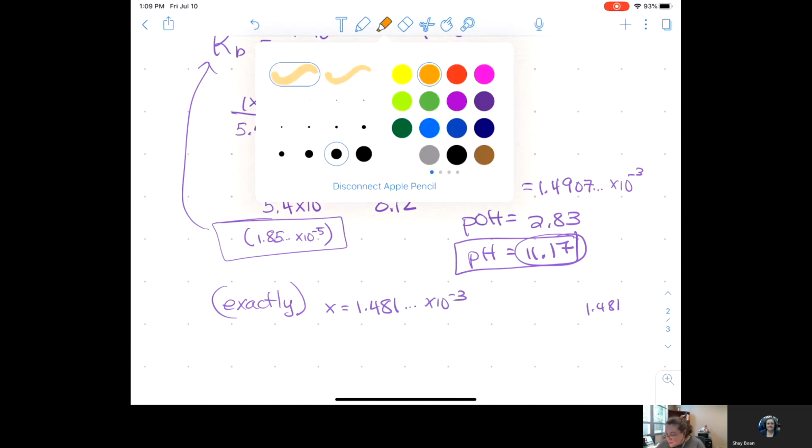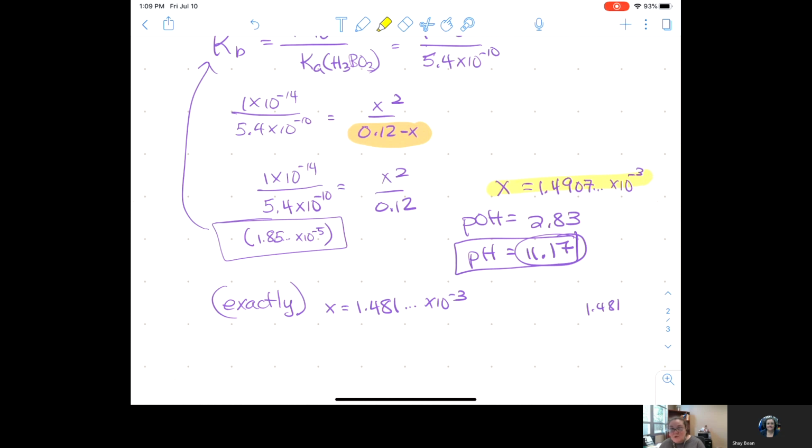You can kind of see how close they were. Using the approximation, we got 1.49 times 10 to the minus 3. Without the approximation, we got 1.48. They're pretty darn close, so we're probably going to get about the same answer. So with that being my X, my pOH is 2.83. Look, it's exactly the same. So the approximation method worked fine this time, 11.17. So that's how you find the pH of a salt. In this case, we had a basic salt.